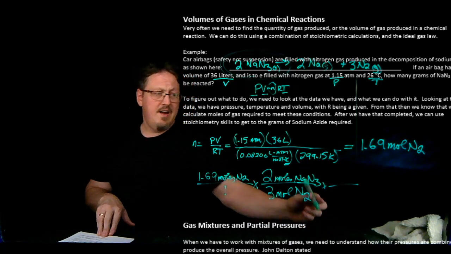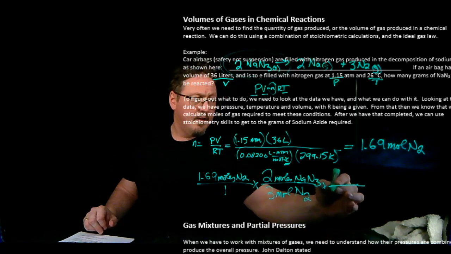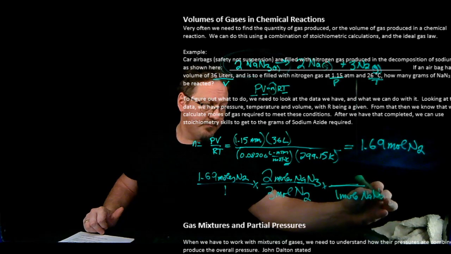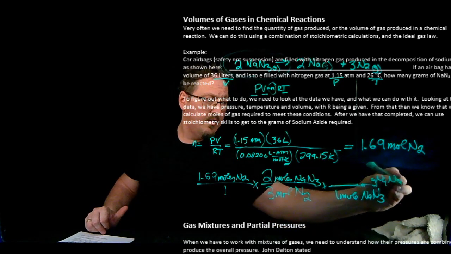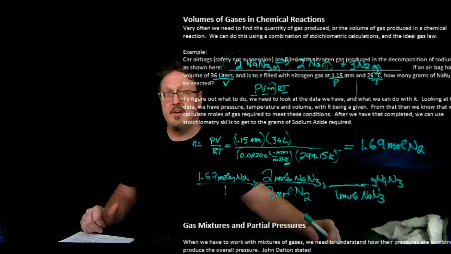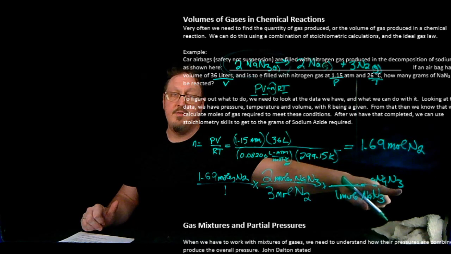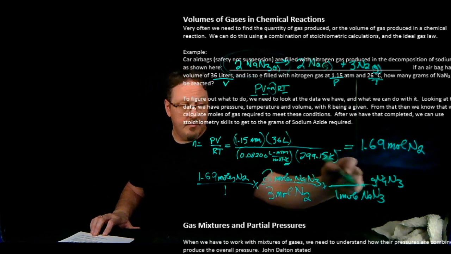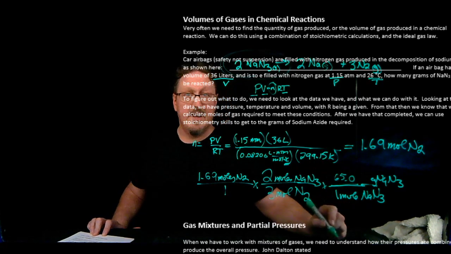Okay, and now the last thing we got to do is we want to get this into grams. And so I know that 1 mole of sodium azide has to have a mass. We get that mass from the periodic table. We add up 1 atom of sodium, 3 atoms of nitrogen. We should get a mass right around 65.0 grams, because that was what I got.